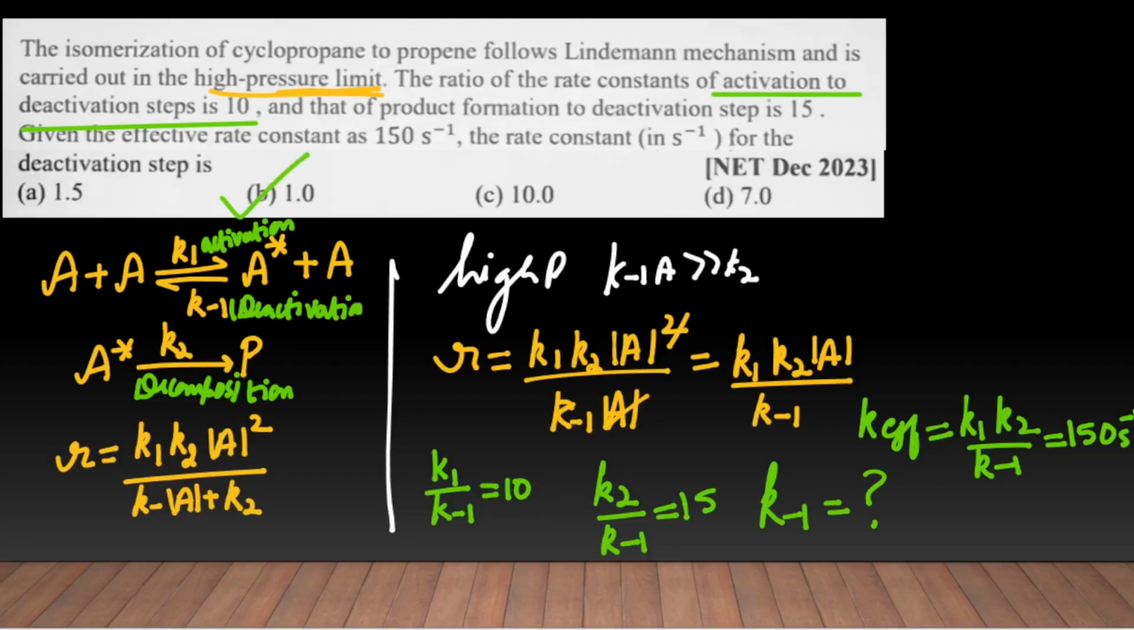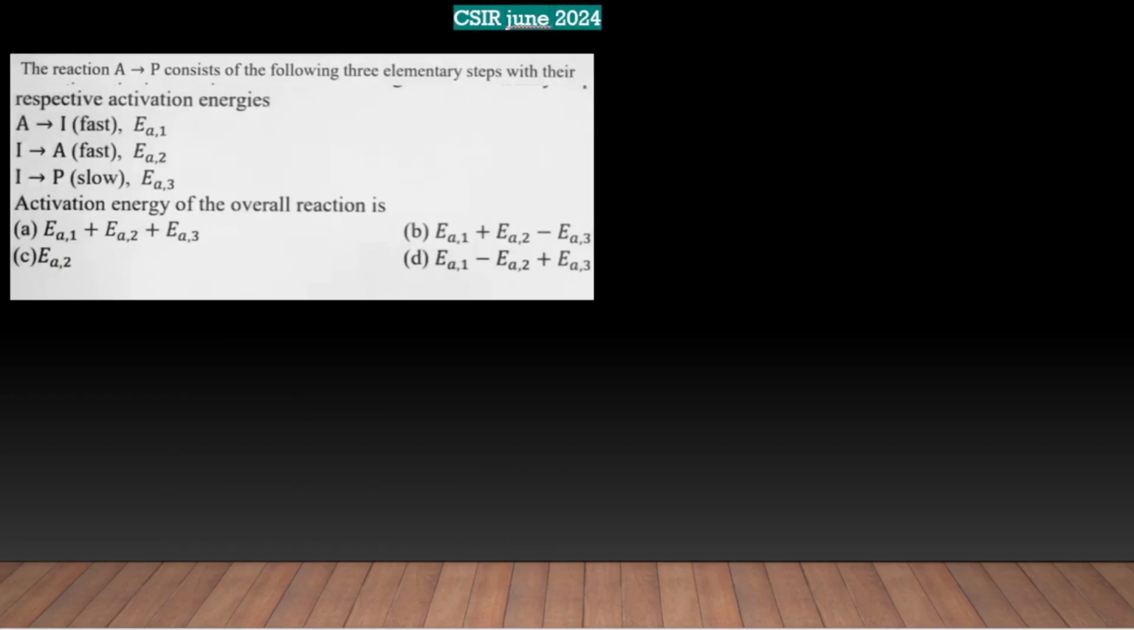Okay, so the next question we are having is this one, from your June exam conducted in the year 2024. The question says the reaction A to P consists of the following three elementary steps with their respective activation energies. A to I is with activation energy EA1, and the rate constant for it is K1. The second step, I to A, is with activation energy EA2, and the third one is also given, along with the activation energy of the overall reaction. For that we need to find the overall rate constant of the reaction.